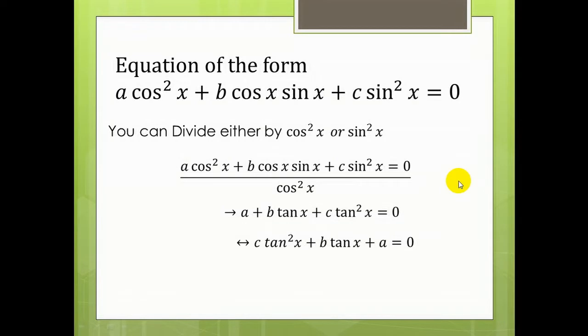Okay, everyone, this is the last equation form for trigonometric equations. We already see here a cosine square x plus b cosine x sine x plus c sine square x is equal to 0. You can divide it by either cosine square x or sine square x. So from here, I divide by cosine square x. So this result will be c tangent square x plus b tangent x plus a equals 0. So from here, you need to factorize. After factorizing, you can get the result. Okay, let me give you an example.